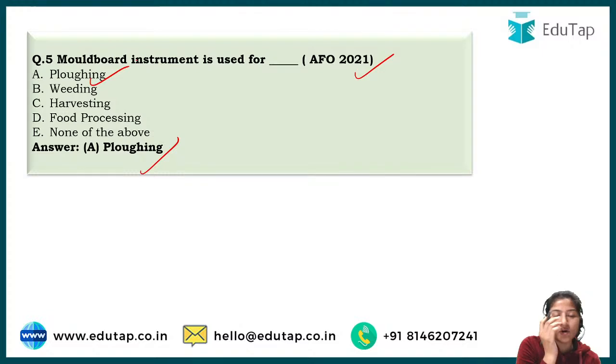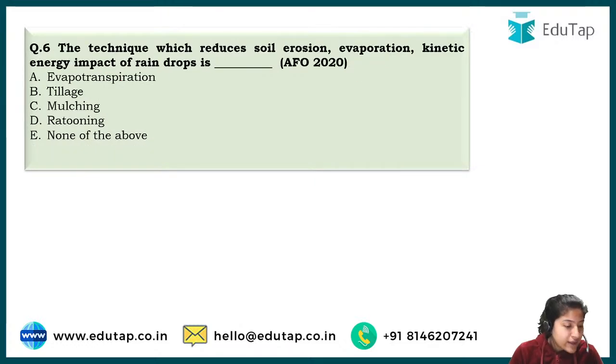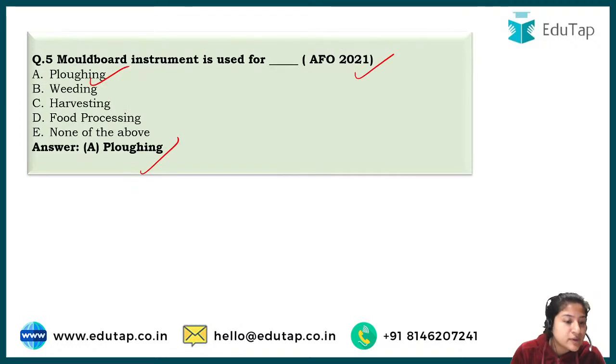The mold board instrument is used for plowing, which we have already studied. Now we'll move ahead to the next question, but let's look at the previous one. Manish and Sangeeta both said the correct answer. Very good, the answer was A.